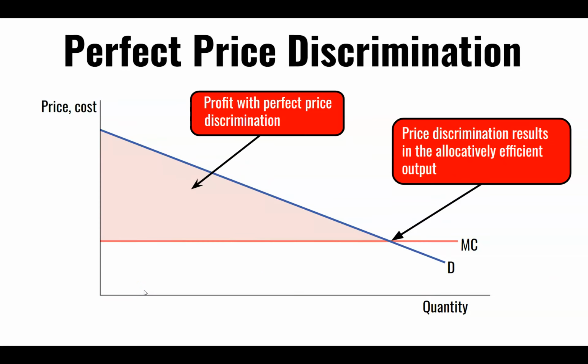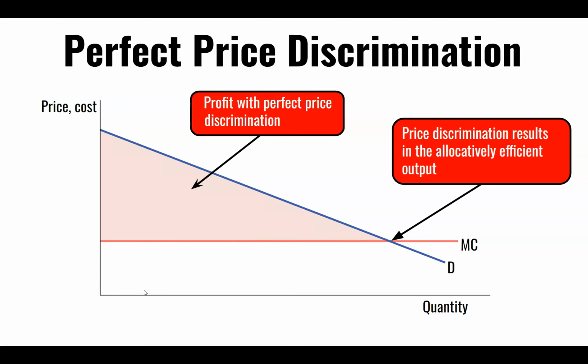And I could extend this thinking all the way to the point where I charge each individual customer their maximum willingness to pay. I could create what's known as perfect price discrimination. The profit for perfect price discrimination is the most possible profit for the firm. One of the nice things about it is that not only does it maximize profit, but because I'm charging each person the maximum they're willing to pay, I actually eliminate deadweight loss.